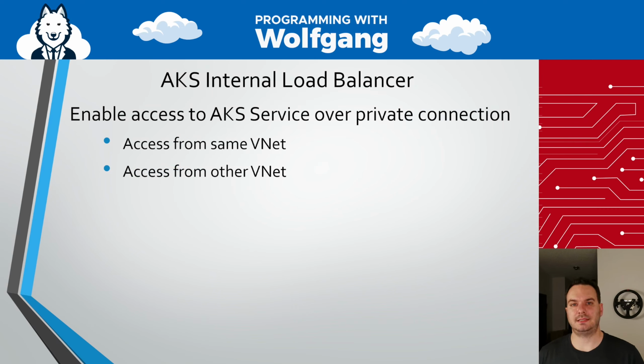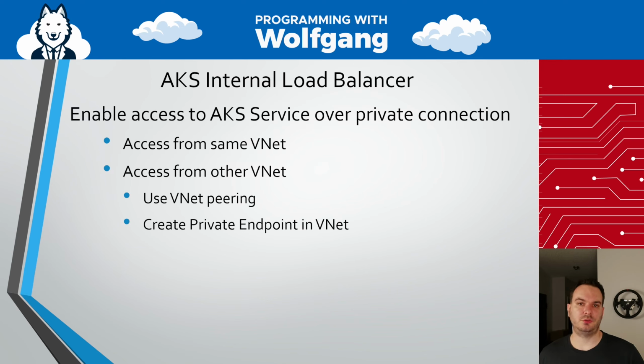Another option would be to access your service from a VNet that's not the same as the AKS VNet. There you have two options. Either you can do VNet peering. This means you connect the two VNets so they can communicate with each other. Or what we're going to look at today is we can create a private endpoint for our service. And then we can attach this private endpoint to another VNet. And with this approach, our private endpoint gets an IP address of this VNet, and so the VM can also communicate over the private IP.